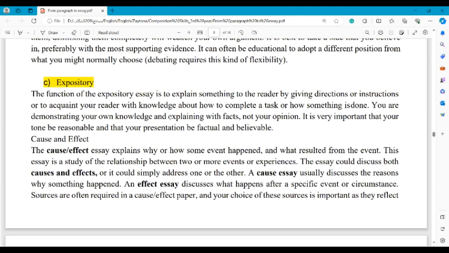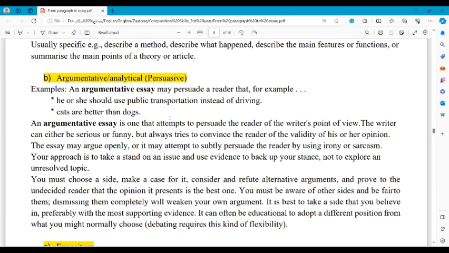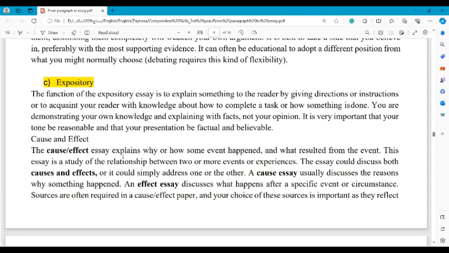So, do you think it is an opinion or a fact? I think it's an opinion, not fact. Yes, so it's an opinion. So it can go under this type, which is B. So it is argumentative, right?